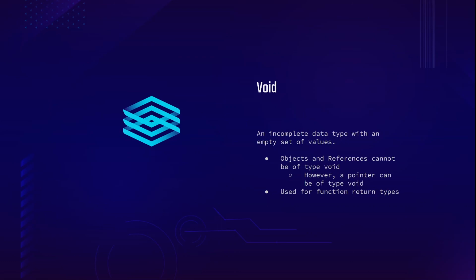Void. It's technically a data type, but I put it way down here because it's not really a data type. In terms of C++, it is an incomplete data type with an empty set of values. So, objects and references cannot be of type void, which is why I didn't want to talk about it before. However, a pointer can be of type void. Void is used for function return types. That's pretty much what it's used for. It's not a proper data type.